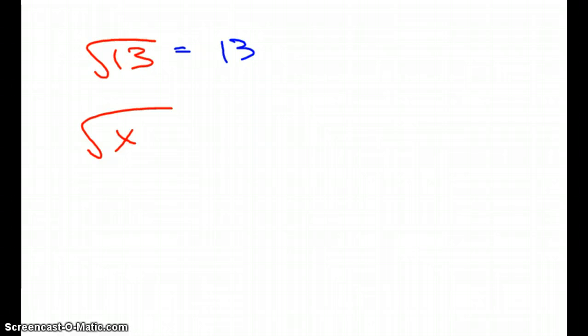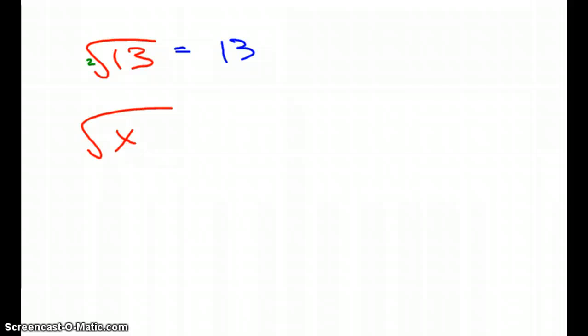So if you remember a while back I was talking to you about a word called an index. An index is the number that actually sits right there. And we don't put that on there because if it's not there, it's an assumed 2. You're taking the square root of 16, which is 4, the square root of 9.